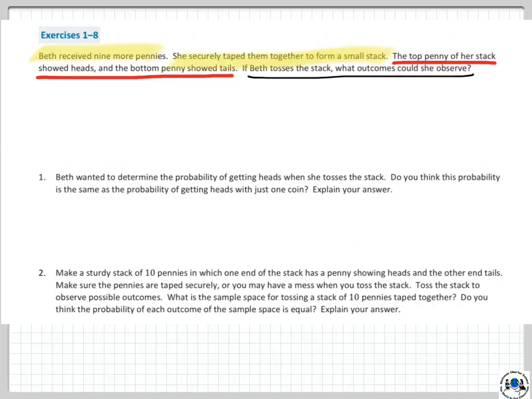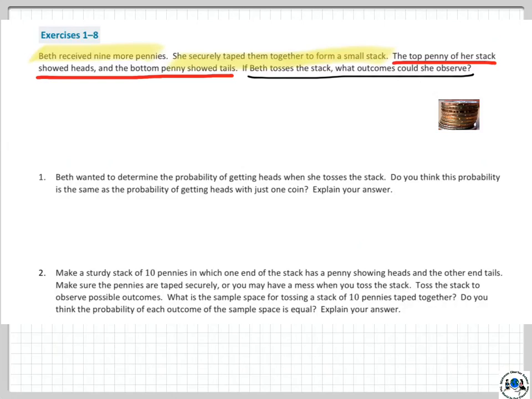We know 1 penny is going to get you a heads or a tails, 2 different outcomes. Here is that stack of pennies, a stack of 10 pennies. Can you imagine right now what those possibilities would be? Why don't you go ahead and think about it a bit, or if you've thought about it already, pause and come on back when you have an idea of what outcomes she could observe. Are they the same, a heads and a tails, or is there some other outcome that's possible?